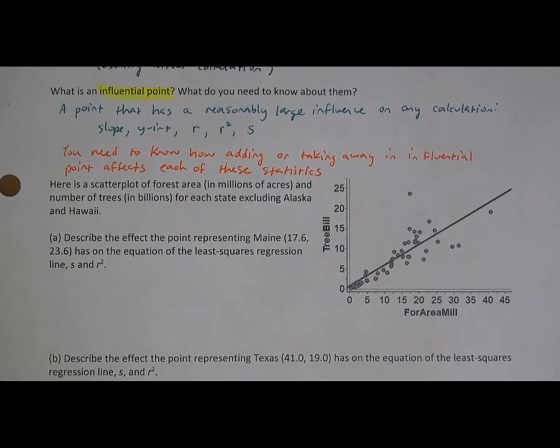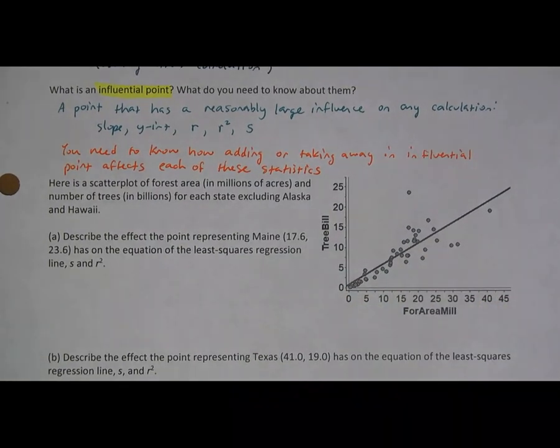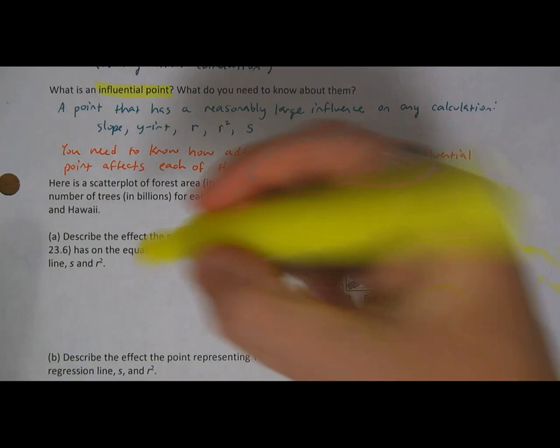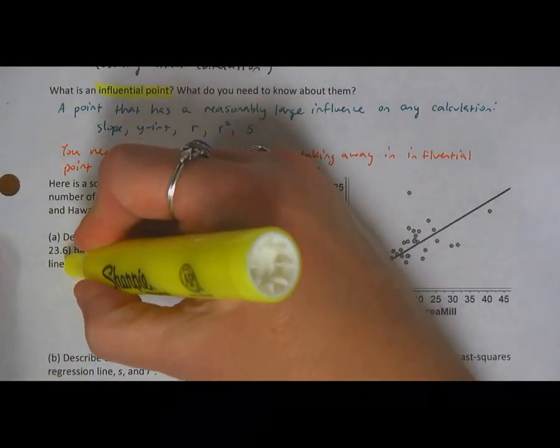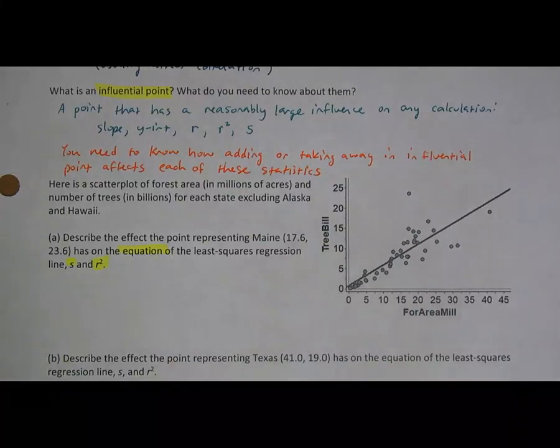So I'm thinking of a test question that's set up just like this. It says here's a scatter plot of forest area in millions of acres and the number of trees in billions for each state. So all 48 continental states are shown. Alaska and Hawaii are not. A says describe the effect the point representing Maine has on the equation of the least squares regression line. That means address how it changes slope and y-intercept. Also address how it changes S, the standard deviation of the residuals, and R squared, the correlation squared.